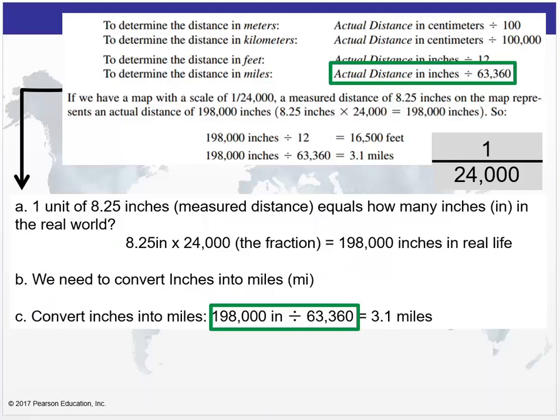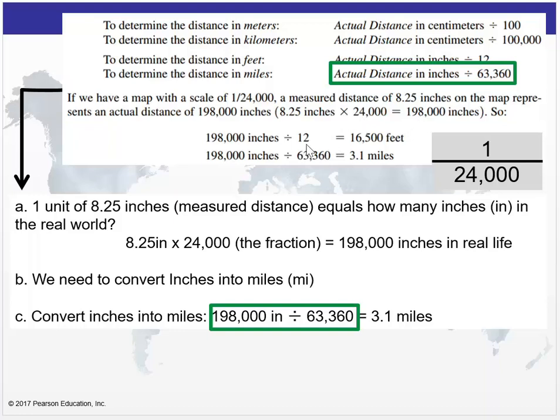All right, using another example out of the lab manual, if we have a scale of 1 to 24,000 with a measured distance on the map of 8.25 inches, we have to figure out what the distance is in real life. So, using our calculations again, using our fraction, multiplying our fraction 24,000 by the measured distance, we are going to multiply 8.25 by 24,000, and that is going to give us 198,000 inches. Again, that doesn't really help us much because we can't really understand what that distance means, so we need to convert it.